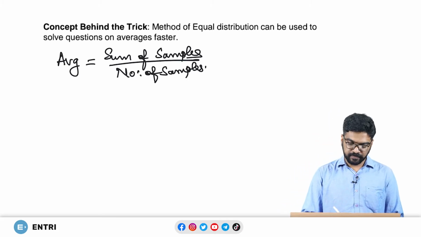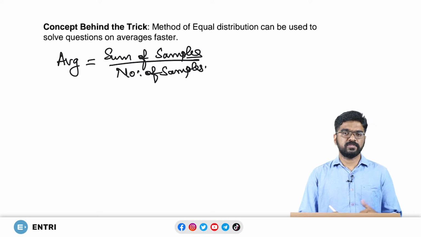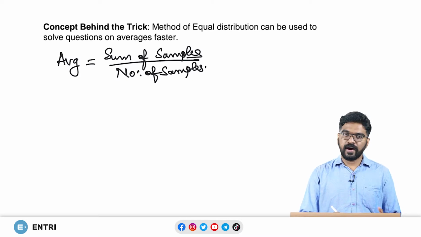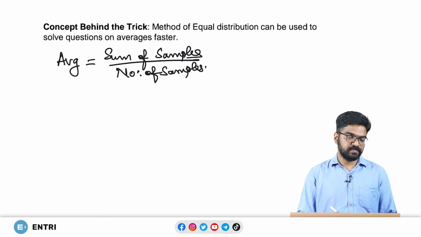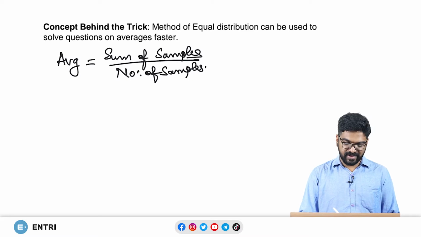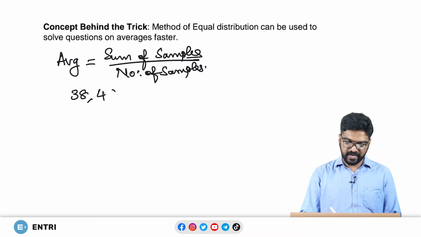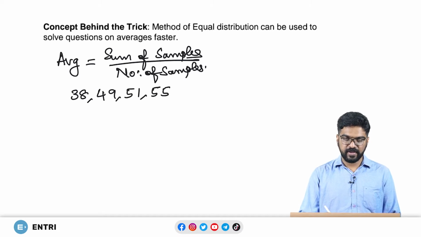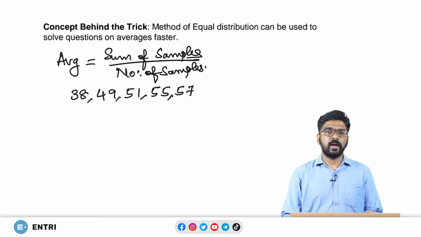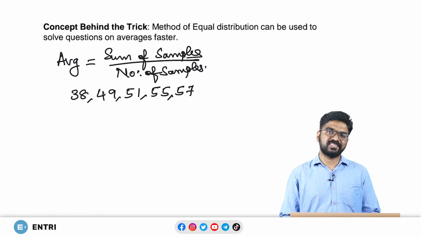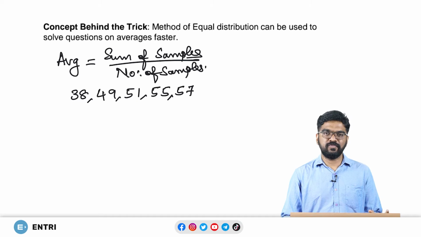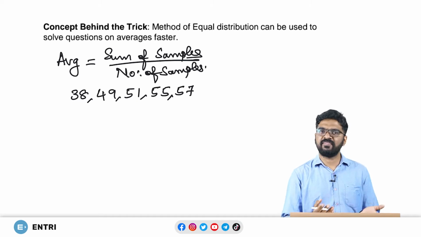Say suppose 5 different friends are having chocolates with them. Say one person is having 38 chocolate, another person is having 49 chocolate, another person is having 51 chocolate, fourth one 55, and the final person is having 57 chocolate. Now how will they equally distribute this? So what we are going to do here is we are going to find the average here.